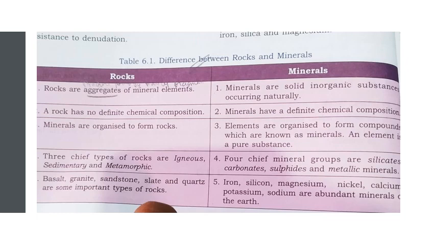Then we have these examples you can see in the table. So, the most abundant mineral elements of the earth as a whole are iron, silicon, magnesium, nickel, sulfur, calcium, while the most abundant mineral elements of the crust are silicon, aluminum, iron, magnesium, calcium, potassium, and sodium. The Earth's crust contains more of silicon and aluminum, whereas the Earth as a whole contains more of iron, silica, and magnesium. So I hope you've understood. You must learn this table well.